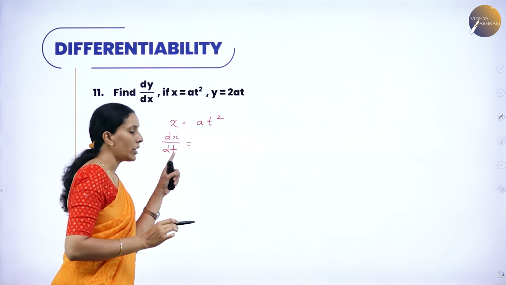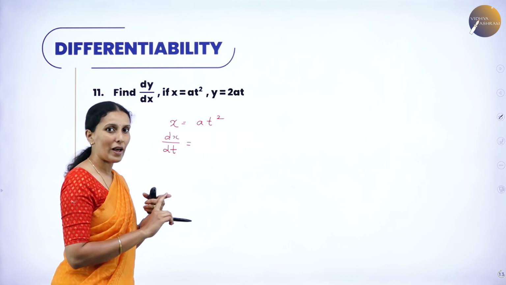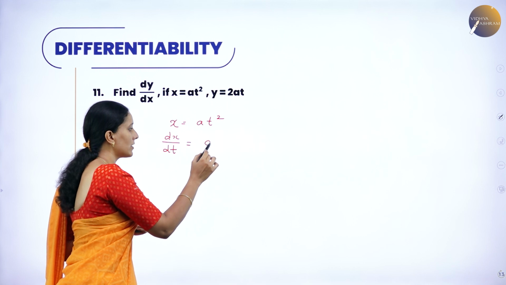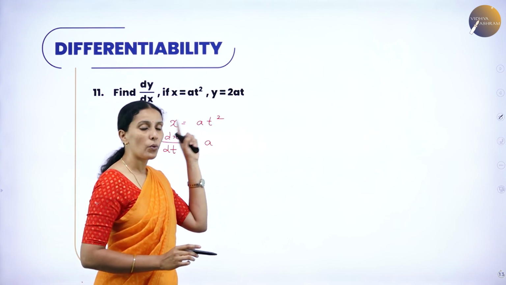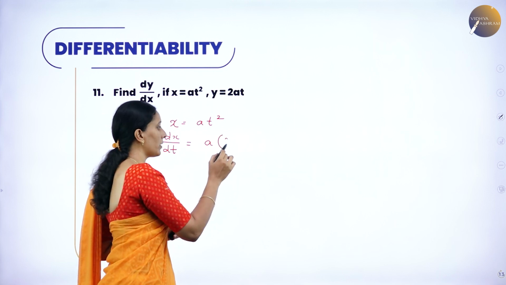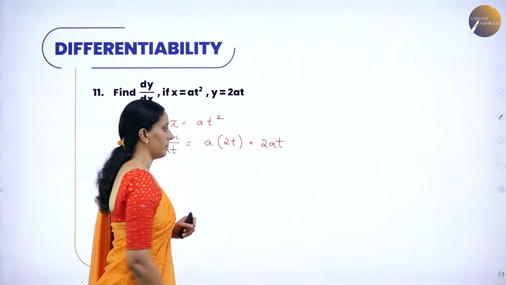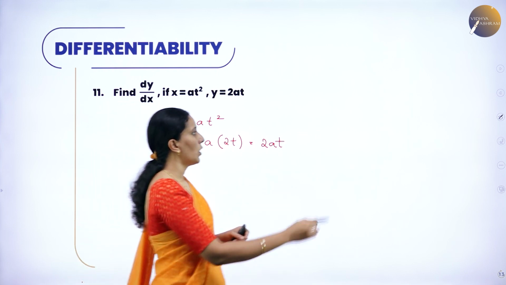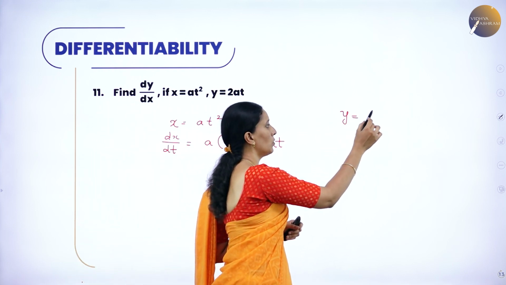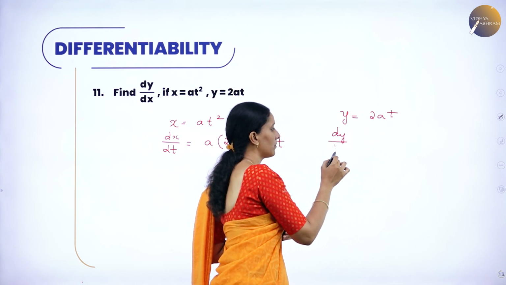When you are differentiating with respect to t, use the same rule as in the case of x you have learnt. So a is a constant. What is the derivative of x square? It is 2x. So therefore what is the derivative of t square? It is 2t. So this becomes 2at. Next we have y is equal to 2at. Let us derive it with respect to t.